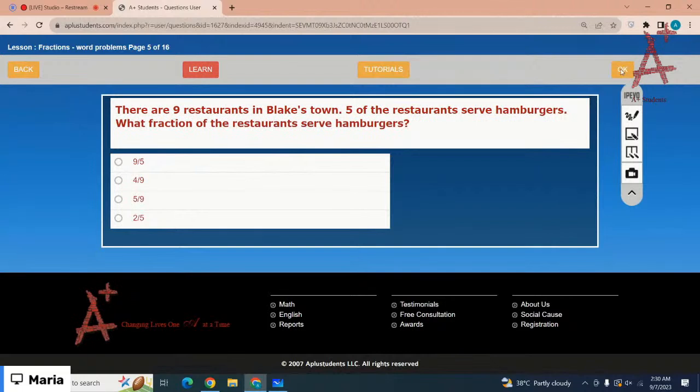There are 9 restaurants in Blakestown. 5 of the restaurants serve hamburgers. What fraction of the restaurants serve hamburgers? So which is the correct option?